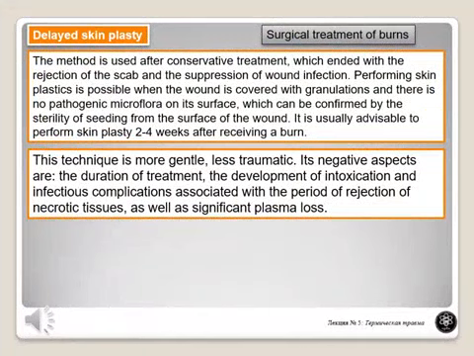Another method of treating deep burns is delayed skin grafting. The method is used after conservative treatment which ended with the rejection of the scab, and possibly under the pressure of a developed wound infection. Skin grafting is possible when the wound is covered with granulations. There is no pathogenic microflora on its surface, which can be confirmed by seeding on a sterile surface of the wound.